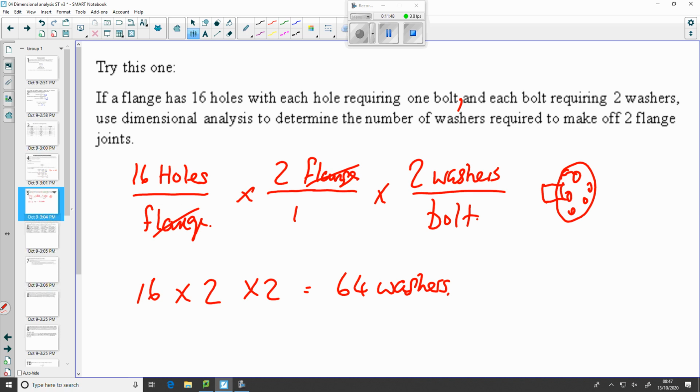What we ought to really have done here, because you're going to say, why don't that cancel? Because that's 16 bolts. Because then the bolts cancel in as well.